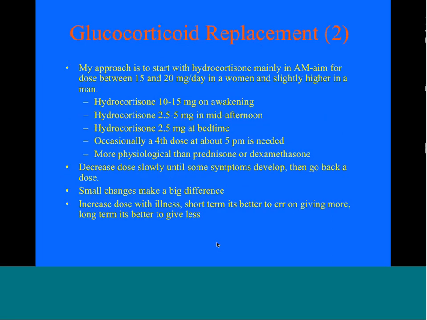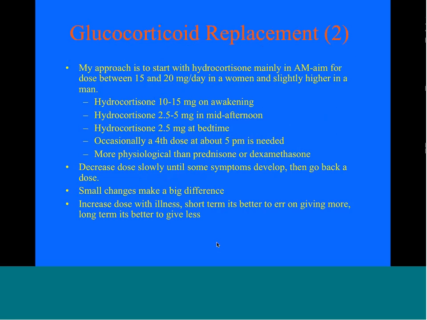So my approach is to start with hydrocortisone mainly in the morning. I usually aim for a dose of about 15 to 20 milligrams a day in women and slightly higher in men, and then try to taper down. For example, you can give hydrocortisone 10 to 15 milligrams in the morning, 2.5 to 5 milligrams around mid-afternoon, and 2.5 milligrams at bedtime. Occasionally, an additional dose at 5 p.m. is needed, and then you would move that mid-afternoon dose to around noon.